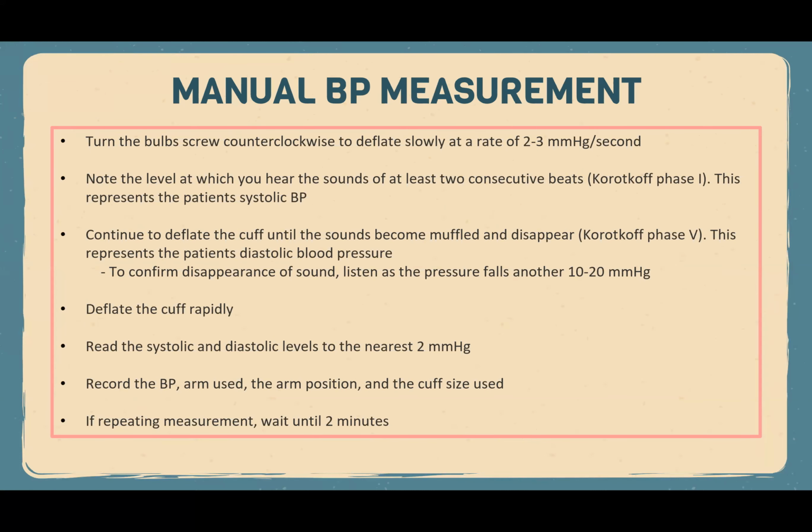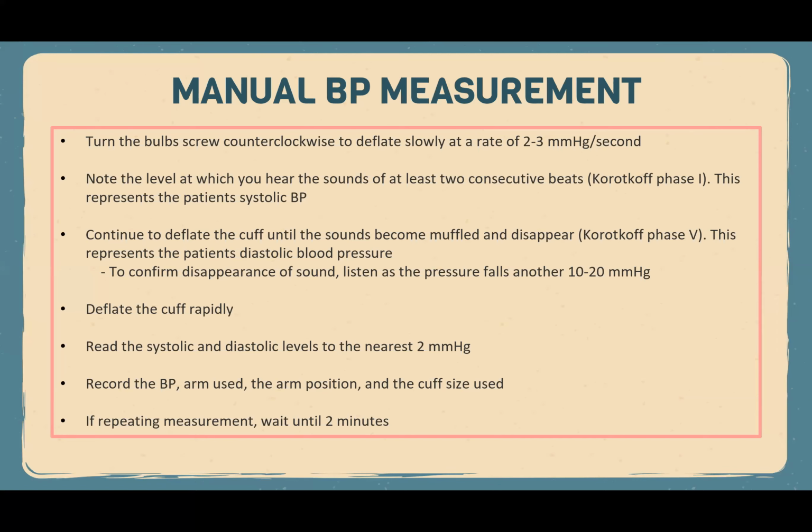And then we need to turn the bulb screw counterclockwise in order to deflate the cuff slowly at a rate of 2 to 3 millimeters of mercury per second. During the deflation of the cuff, we need to note the level at which you hear the sound of at least 2 consecutive beats that indicate phase 1. Like I said, this will represent the patient's systolic blood pressure.